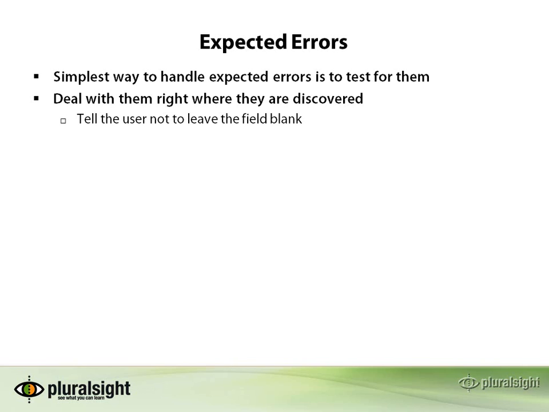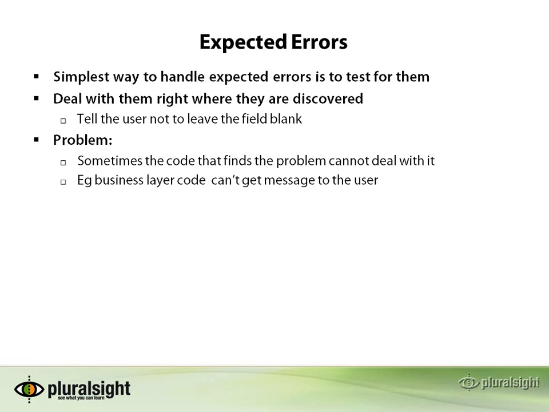But the problem is that in some designs, some architectures, the code that actually finds the problem is a really long way away from anywhere that it can tell the user about the problem, or in some other way recover. So if you're in the user interface and you've just popped up a dialog and you've let somebody choose a file and then you test to see if the file still exists and it doesn't, you can just pop up a message box that says, hey, that file seems to have disappeared in the last 5 seconds. Please choose another one.